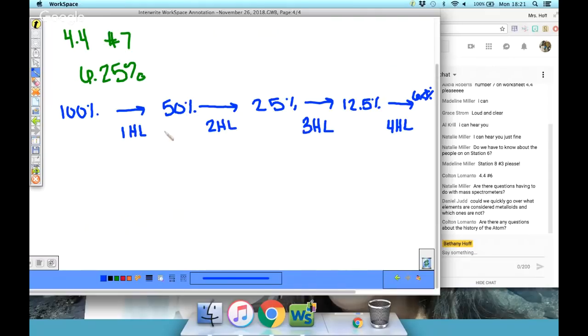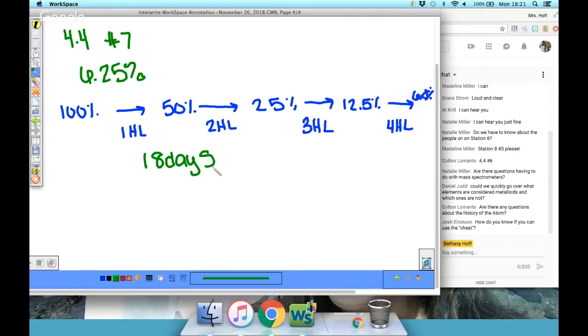we had to undergo 4 half-lives. So if we know that 18 days has occurred, we need to take this 18 days and divide it by 4, and we will get our half-life. So we get our half-life to be 4.5 days.